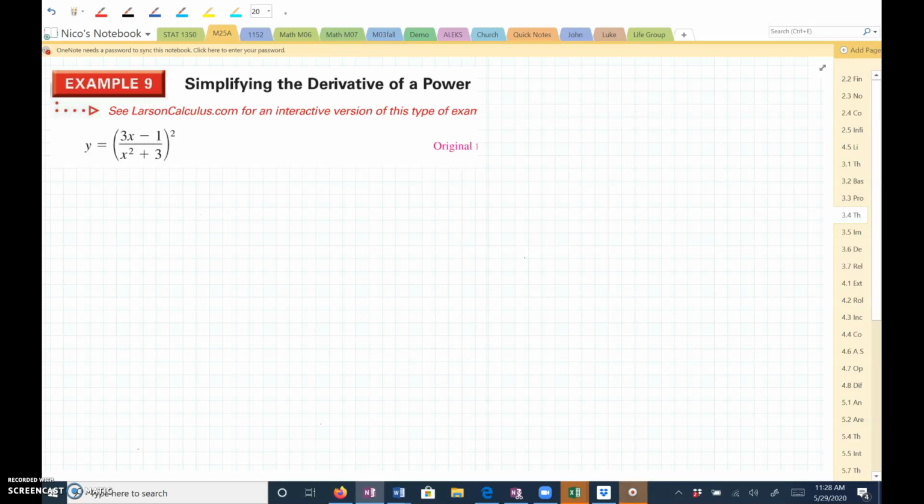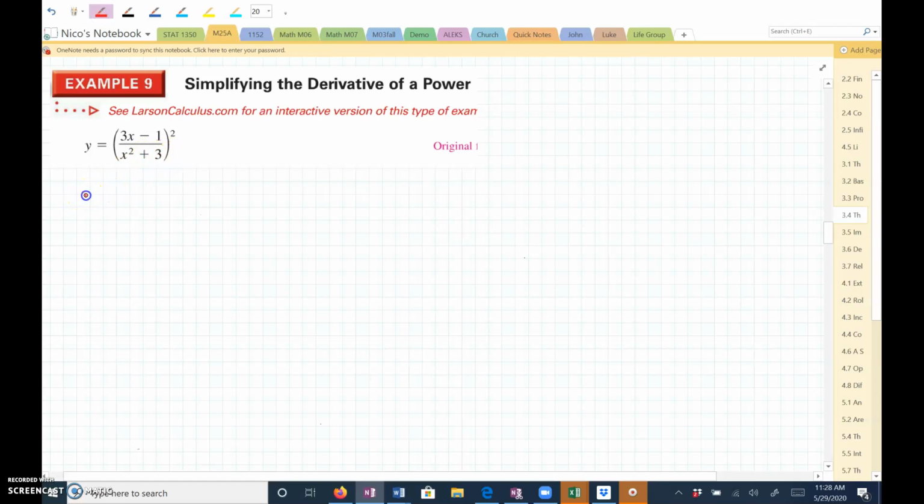Example 9. Simplify the derivative of a power. So we've got y equals (3x minus 1) all over (x squared plus 3), all squared. Okay, so this is going to be the chain rule again.